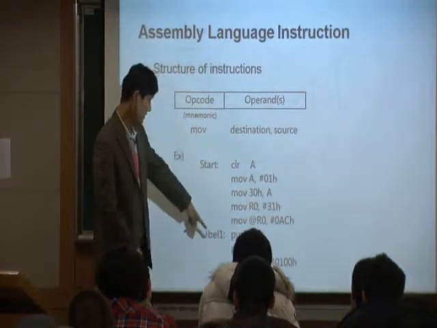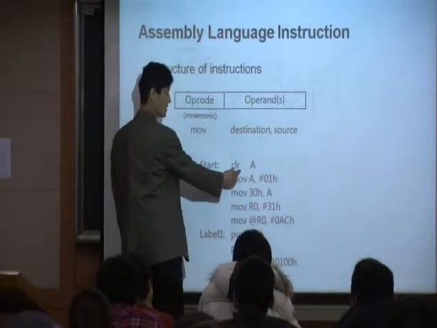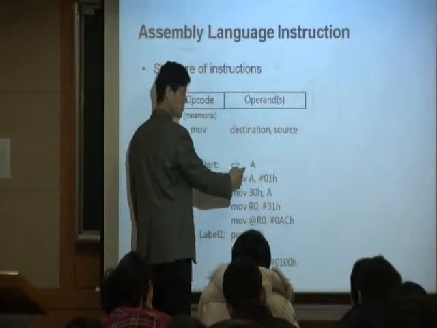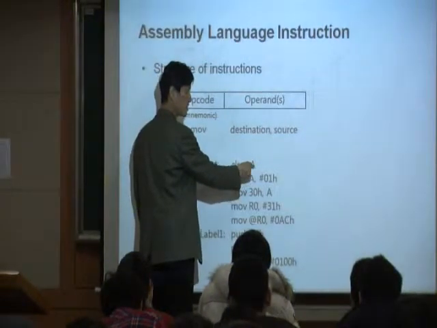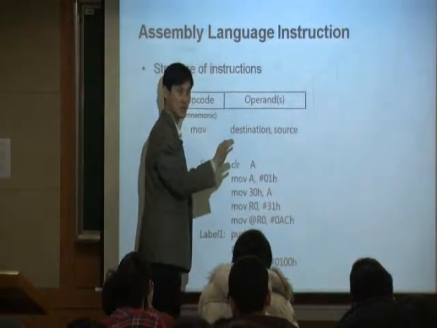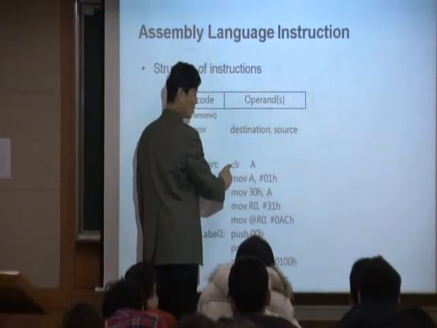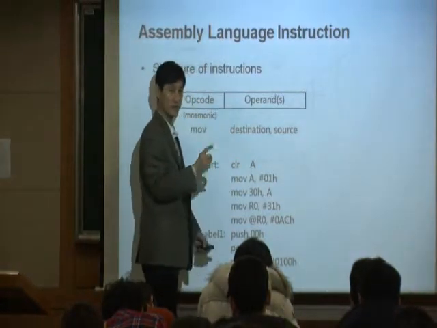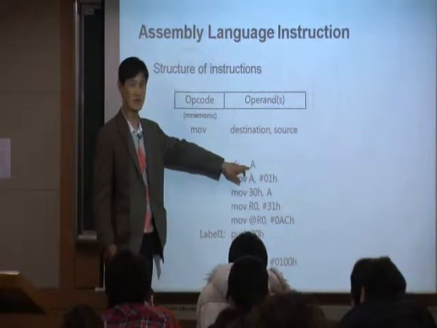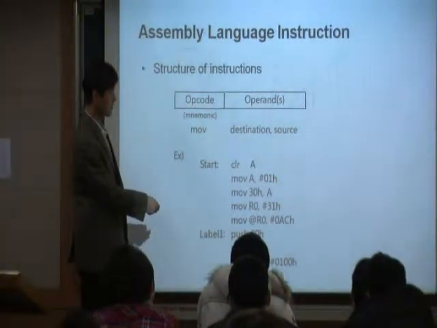So let's see here in this example, CLR A. This is one instruction. CLR is the OP code, A is the operand. In this case, CLR A means that you clear the value in A. So once you execute this, the value in A becomes 0. Okay, you clear it. This instruction has only one operand, right? Just A, because you want to clear. That's it. So this is a simple instruction, with only one operand. And MOV needs two operands.